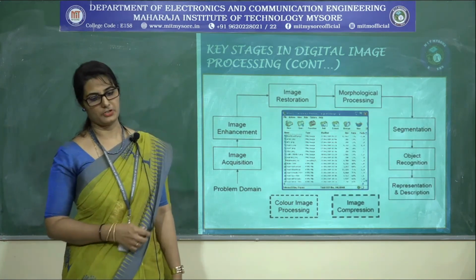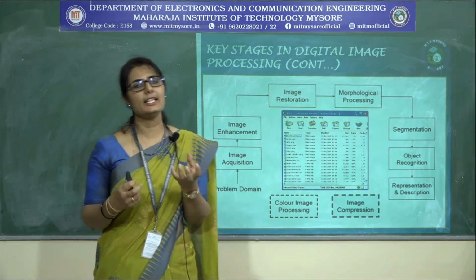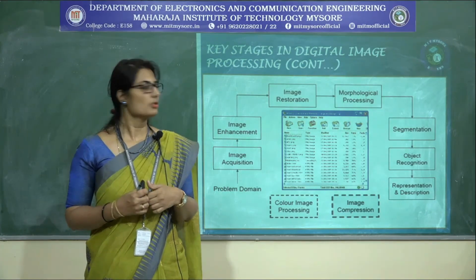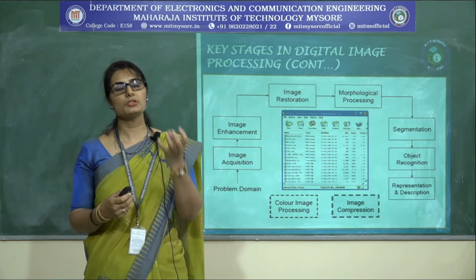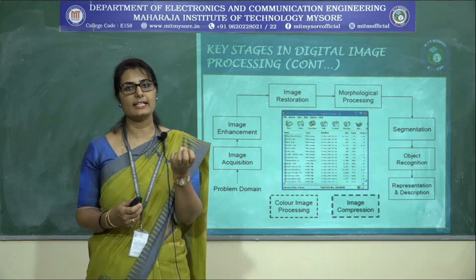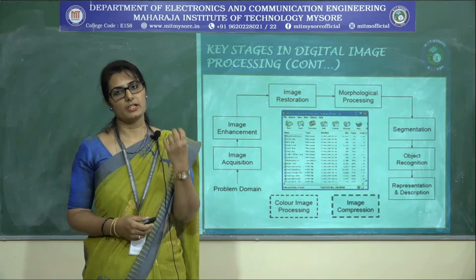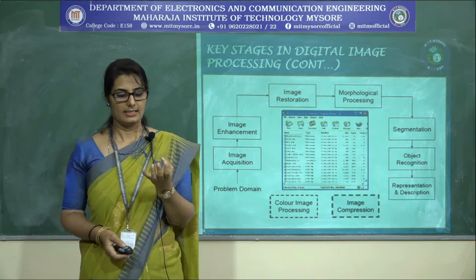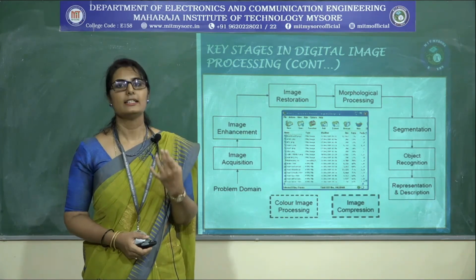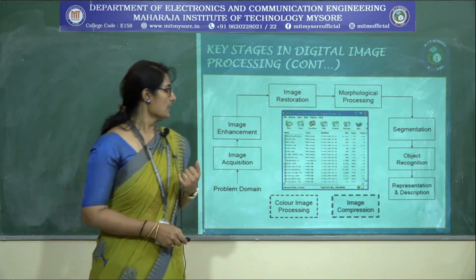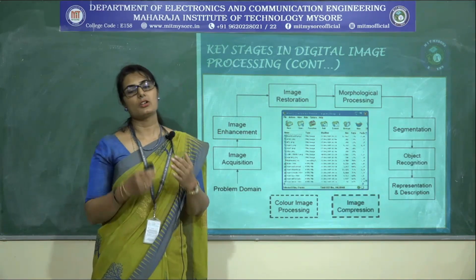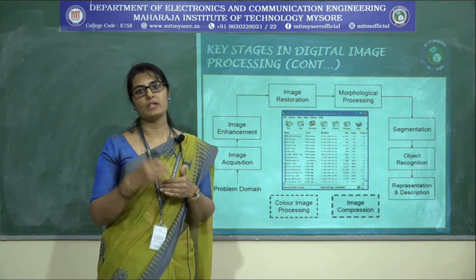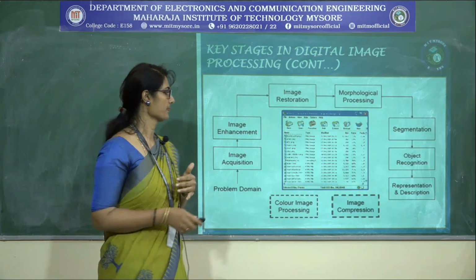Next is image compression. As I told, high quality images require high memory to store the data. So, image compression techniques are used to minimize the data storage for a particular image. There are different image compression techniques like JPEG, PNG, TIFF and GIF. As well, image compression techniques are also used to reduce the bandwidth while transmitting the images.